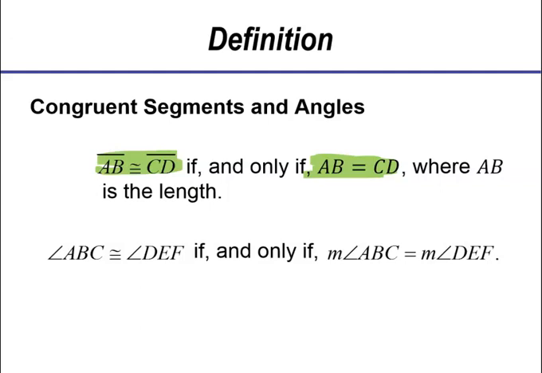Angles are the same way. So you can say angle ABC is congruent to angle DEF, and that's how you would read that. If and only if the measure of angle ABC is equal to the measure of angle DEF. So notice the difference in notation, they don't put an M in front of the line segment to say the measure. That AB without the line over it just means the length of AB, and CD without the line just means the length of CD, whereas for angles, they'll put an M in front. So that's the measure of angle ABC equals the measure of angle DEF.